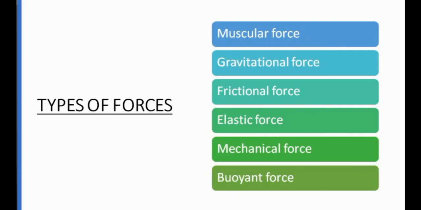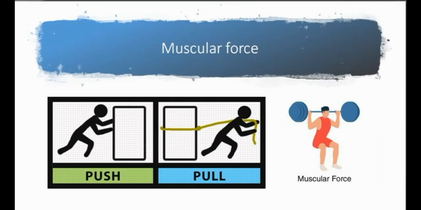Now we will learn different types of forces. We are going to learn muscular force, gravitational force, frictional force, elastic force, mechanical force, and buoyant force. Let's learn them individually. First is muscular force. So when we push, pull, or try to lift something, we are applying muscular force, as we are using our muscles of the body to push, pull, or lift something.